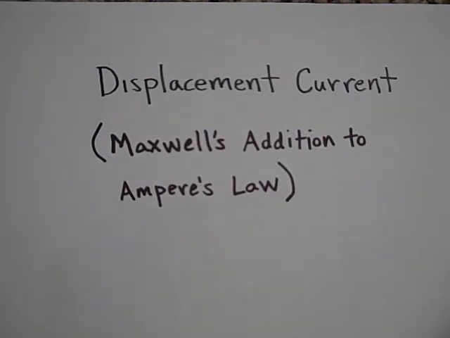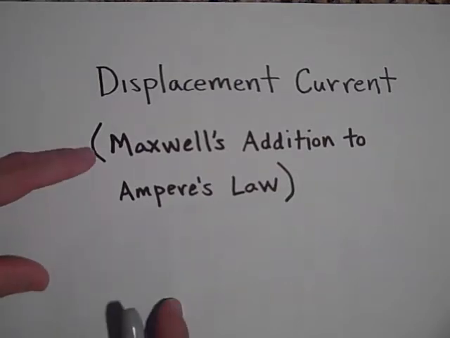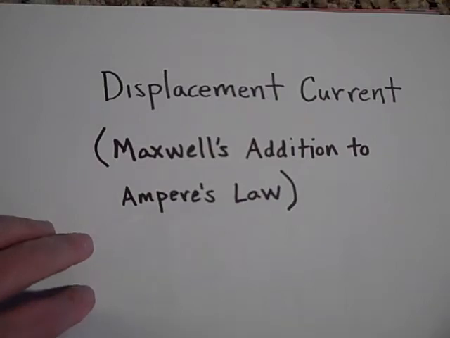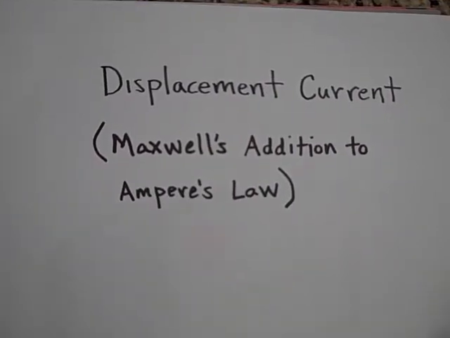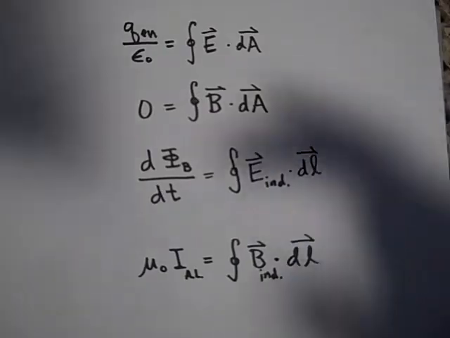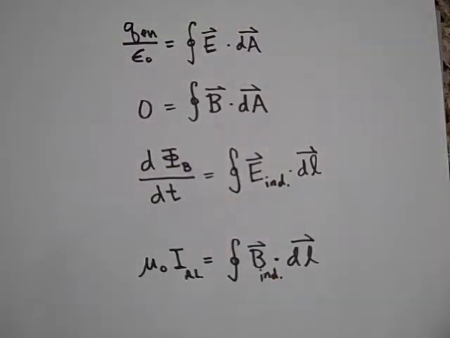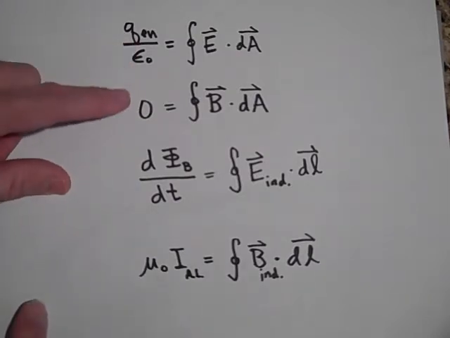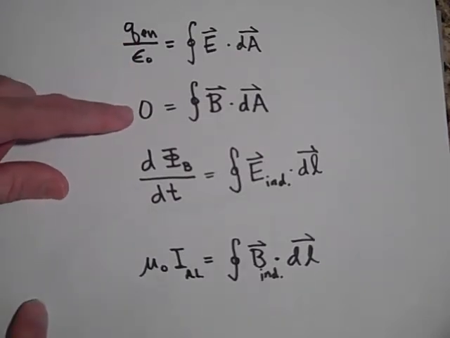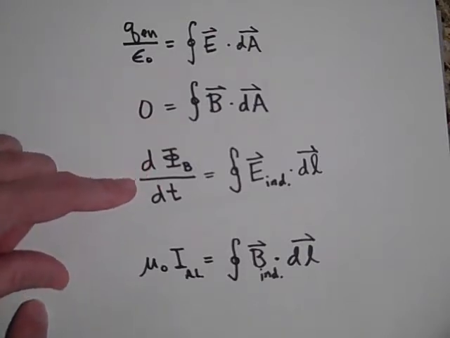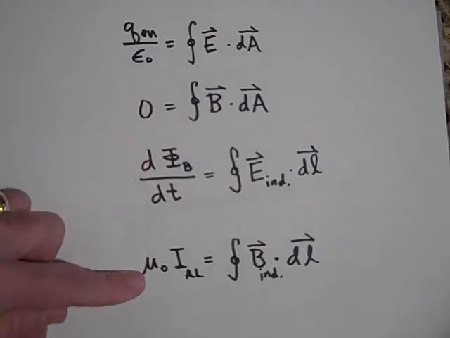Welcome. I'd like to tell you about displacement current. This is the addition that James Clerk Maxwell made to Ampere's law. So here are the laws that we've been studying in AP Physics. You notice that this is Gauss's law for electric fields. This is Gauss's law for magnetic fields. This is Faraday's law. And this is Ampere's law.